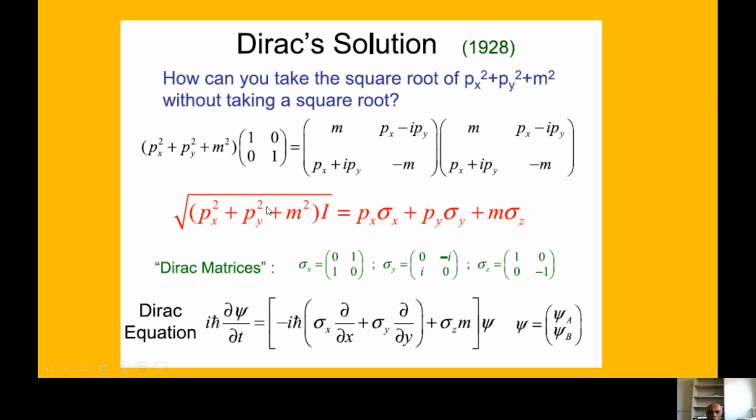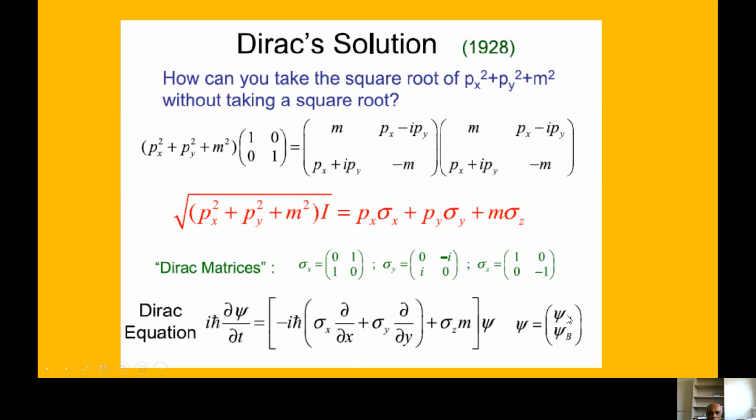In terms of this one, you can write this term without any square root, like px times sigma x plus py times sigma y plus m times sigma z. So sigma x, sigma y, sigma z are given here. Then the Dirac equation you can write simply in this form. So that becomes your Dirac equation, right? Starting from this Klein-Gordon equation, you can arrive at the standard Dirac equation.